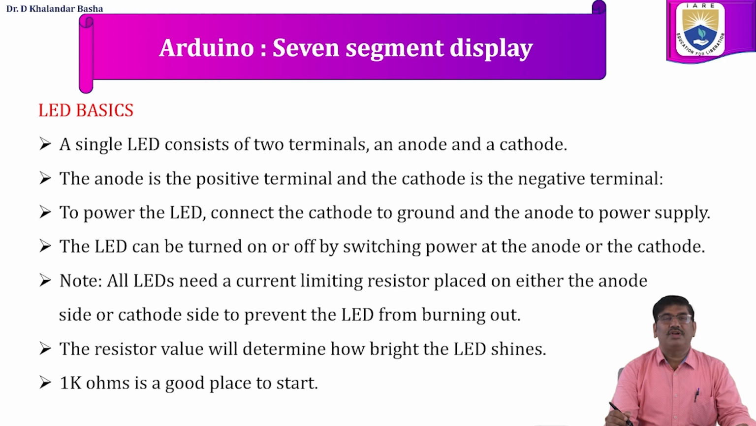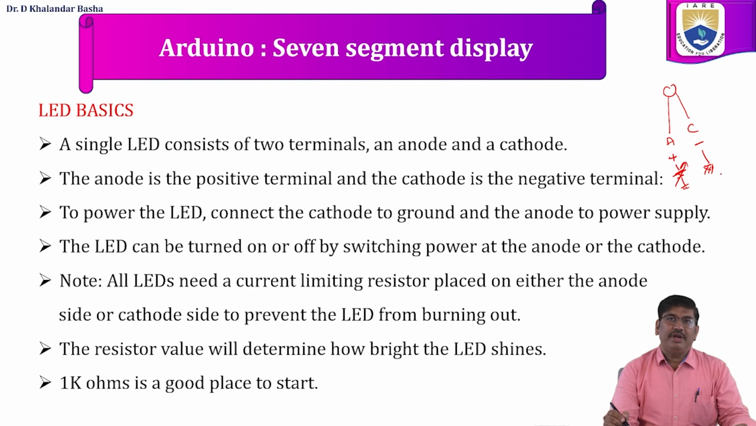Now first we will discuss LED basics. So a single LED consists of 2 terminals. One is anode and the other is cathode. So for this LED, this we will consider as anode. The second terminal is cathode. The anode terminal is the positive terminal and the cathode is the negative terminal. So to power on this LED, connect the cathode to the ground and the anode to the power supply. Some DC power supply we can apply.